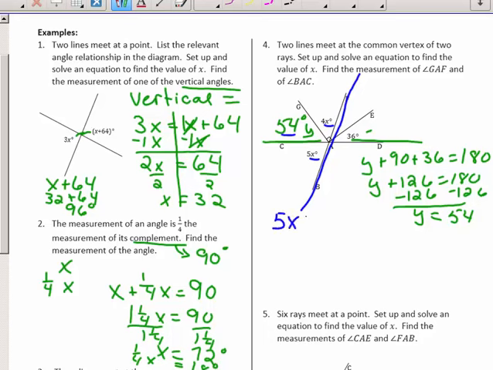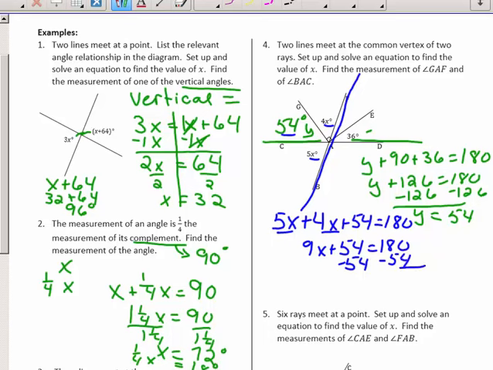So 5x plus 4x plus 54 is equal to 180 degrees. Combine my like terms, 9x plus 54 equals 180. Subtract 54, so 9x is equal to 126. Divide both sides by 9. Gives me x equals 14 degrees.